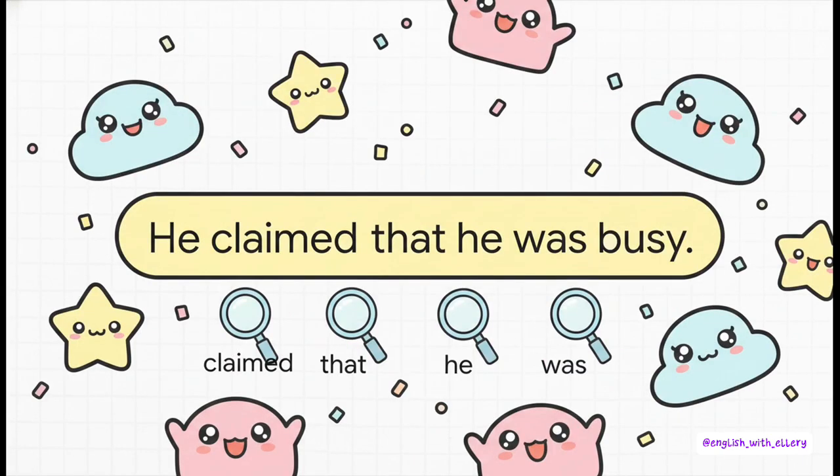All right, did you get it? The correct answer is he claimed that he was busy. Let's break down why this works one last time so it really sticks. First, we used the advanced reporting verb claimed. Next, we used the optional that to neatly connect our clauses. The pronoun I shifted to he, and our present tense verb am shifted back to the past tense was. If you got this right, for sure give yourself a massive pat on the back.